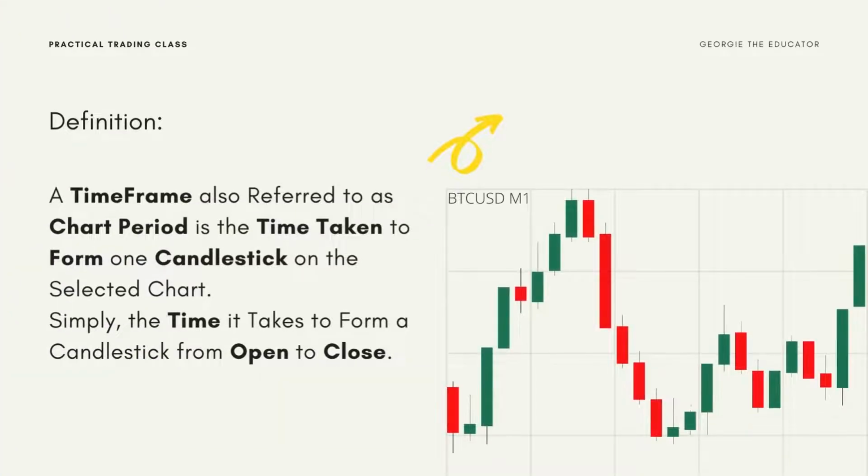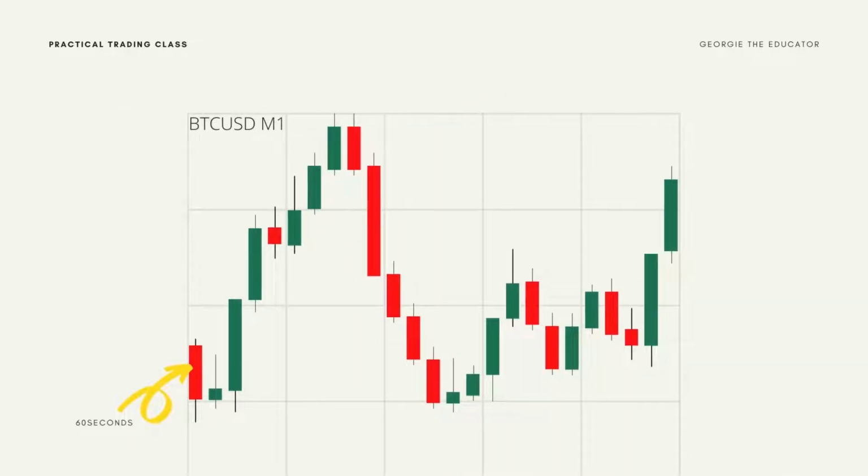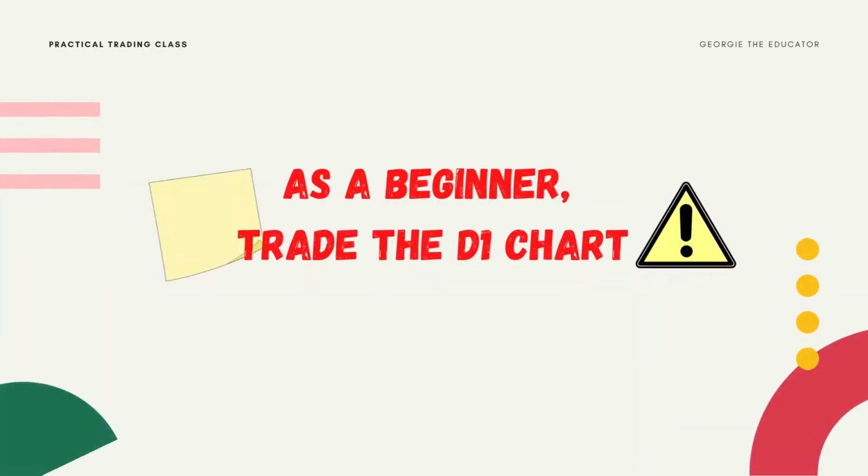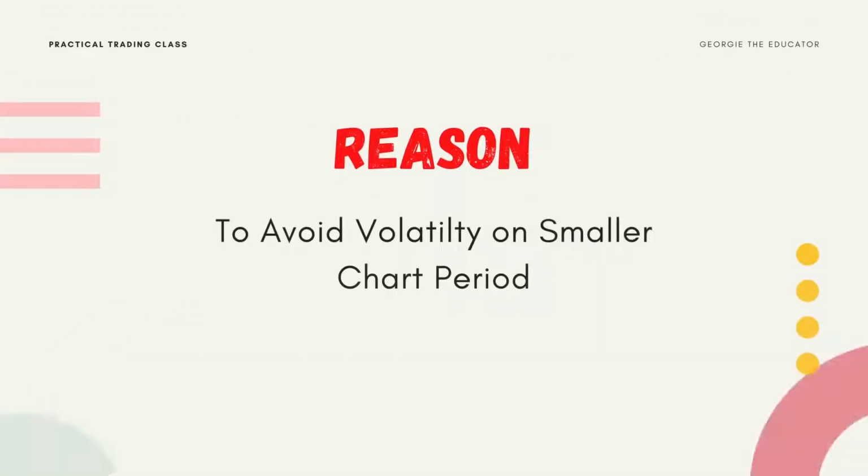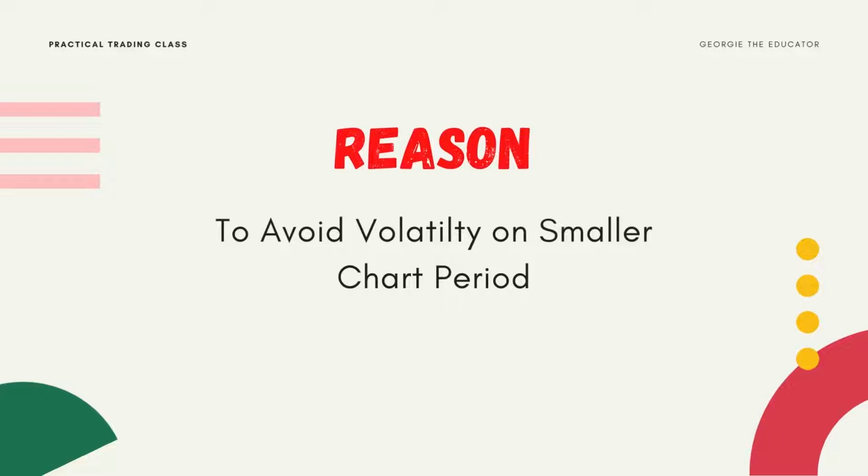So what are time frames? A time frame is also referred to as a chart period, and it is the time taken to form one candlestick on a selected chart. Simply, it is the time taken to form a candlestick from open time to close time. Very important to note. As an example, the chart on your right there, you can see the M1 is a 1 minute chart. That means it takes 1 minute to form each of those candlesticks. It is, however, very important to note that as a beginner, it's good to trade on the daily chart. This is to avoid volatility on smaller chart periods.